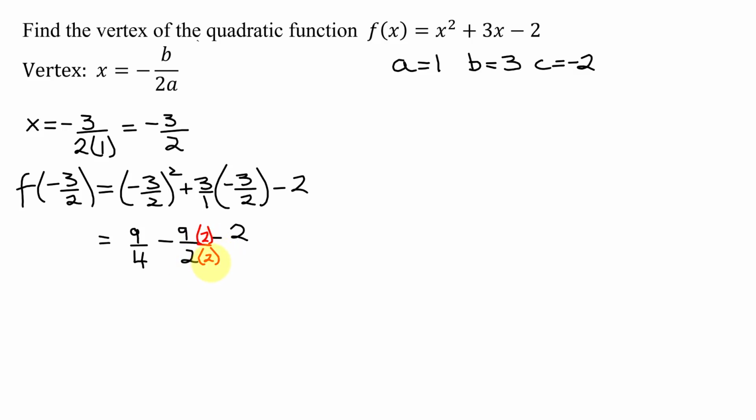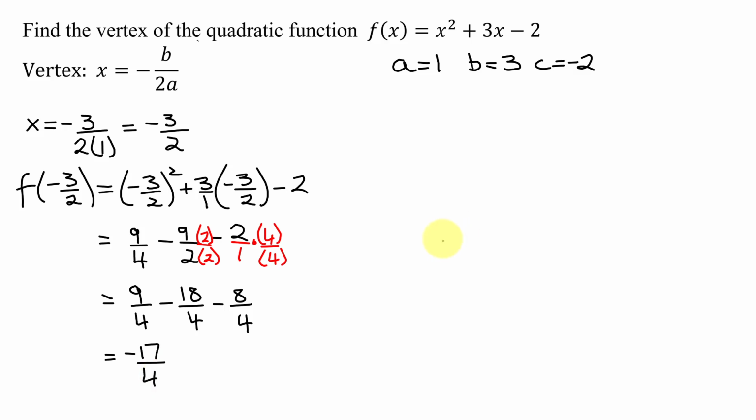So my denominator becomes a 4. And the 2 I'm going to have to multiply by 4 over 4 to get my common denominator of 4. So now I'm going to have 9/4 minus 9 times 2 is 18 over 2 times 2 is 4, minus 2 times 4 is 8 over 1 times 4 is 4. So 9 minus 18 is negative 9. Negative 9 minus 8 is negative 17 over my common denominator of 4.